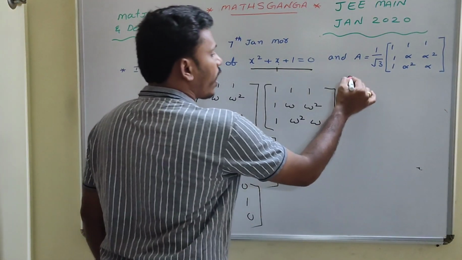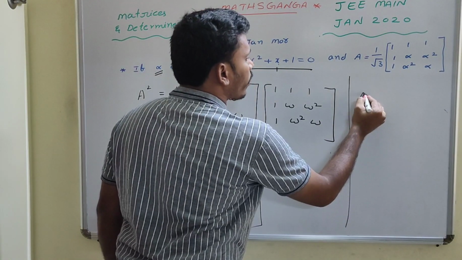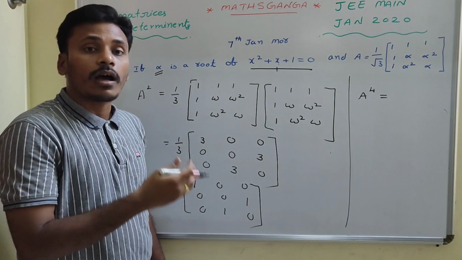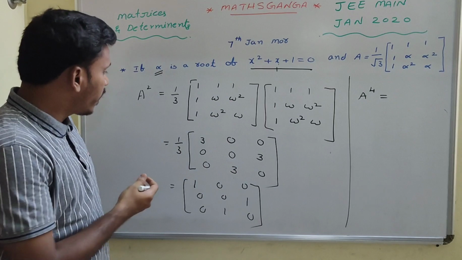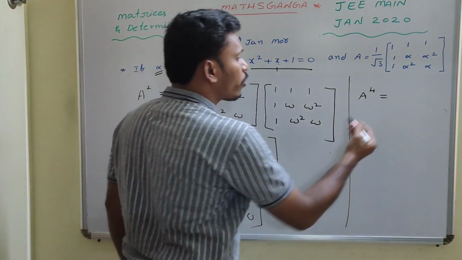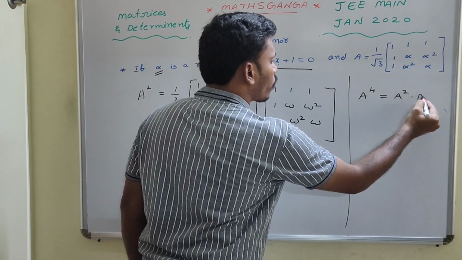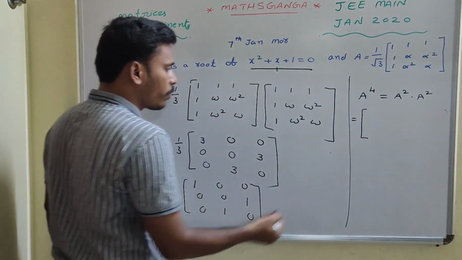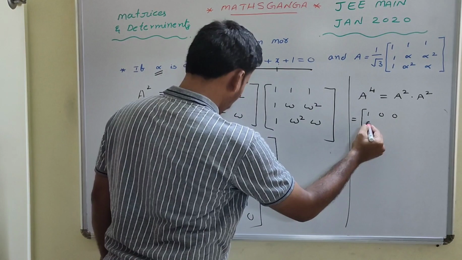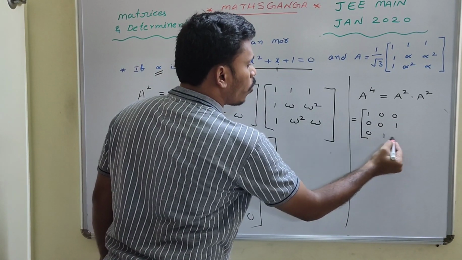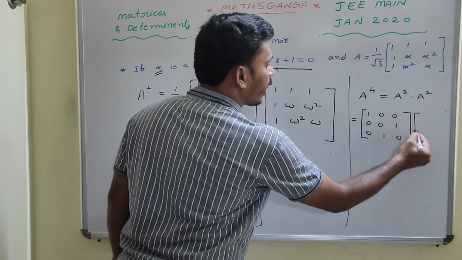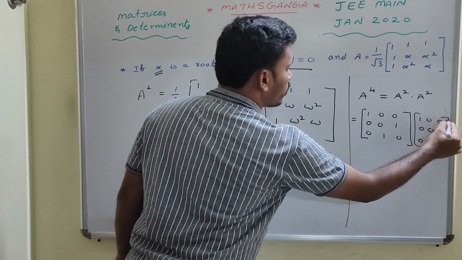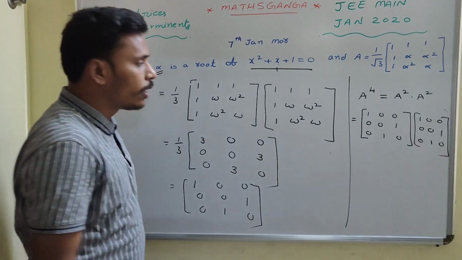Now, having A square, the next step is to calculate A power 4 to identify the pattern. How will A power 4 be? A square is like this. A power 4 is nothing but A square multiplied with A square. A square is 1, 0, 0, 0, 0, 1, 0, 1, 0, and we are multiplying again with this 1, 0, 0, 0, 0, 1, 0, 1, 0. Then you just go with your usual multiplication.